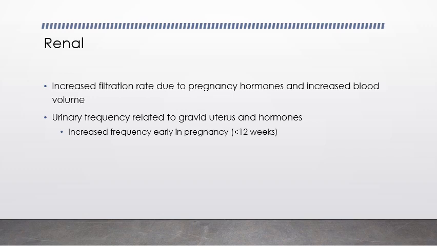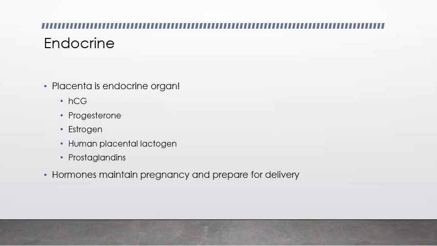Also, toward the end of pregnancy, as the baby grows and as lightening occurs, that's that settling into the pelvic inlet, we can also teach that women can have that increased frequency based on that lightening that happens at the end of pregnancy. The endocrine system, of course, changes, and these hormones ebb and flow throughout the entire pregnancy.